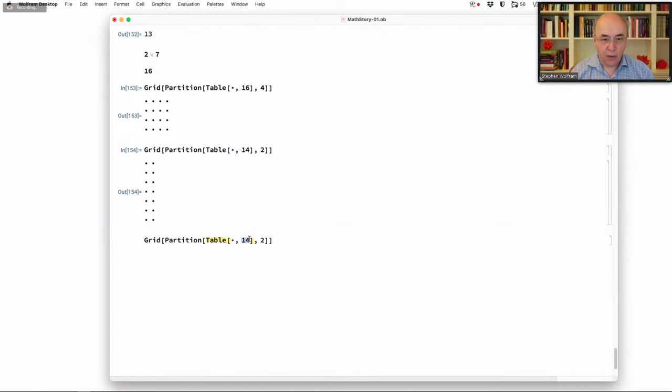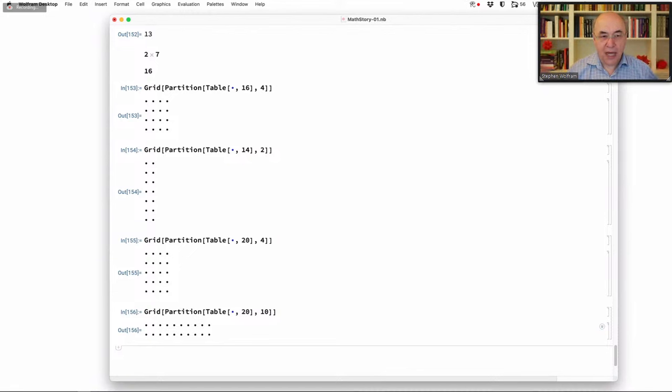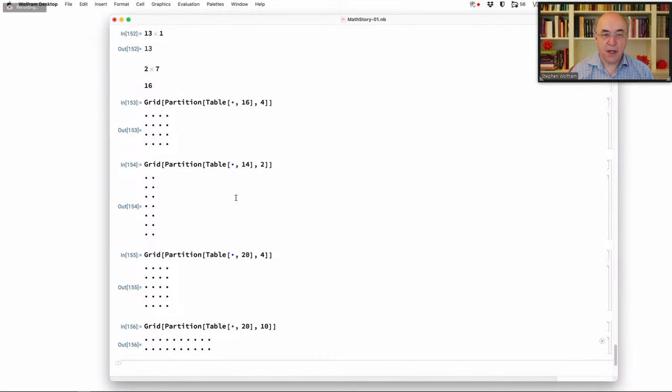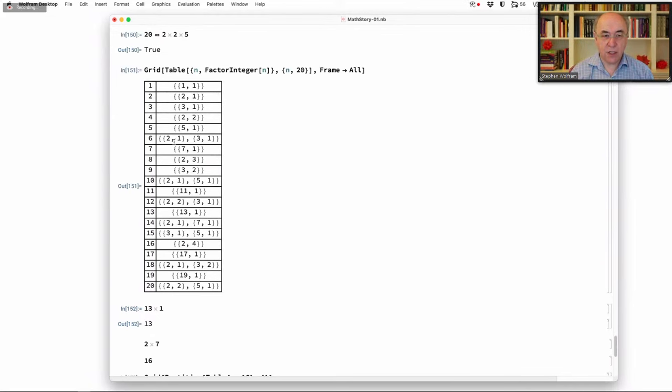If we have 20, we can arrange it in a rectangle in different ways. We can arrange it in a rectangle like that. We could arrange it in a rectangle like this, and so on. But the question is, can we arrange it in a non-trivial rectangle? The numbers that we can't arrange in rectangles, those are the prime numbers, the numbers that we can use as units to build other numbers out of.